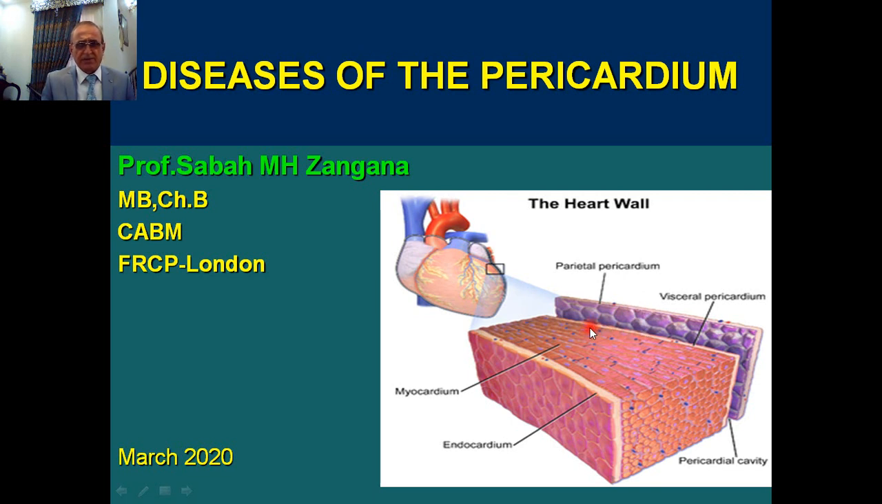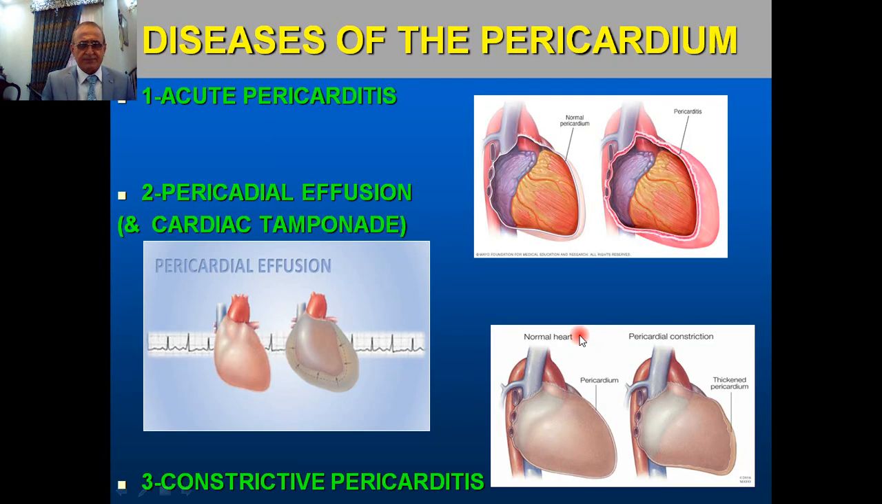And the diseases of the pericardium are actually three: acute pericarditis, pericardial effusion, and constrictive pericarditis, which is rare. Acute pericarditis is inflammation of the wall of the heart, of the pericardium itself. Pericardial effusion is accumulation of fluid inside the pericardial sac. This might lead to something called cardiac tamponade, which is very serious. And constrictive pericarditis is the fibrosis and constriction of the pericardium. This is a rare disease.